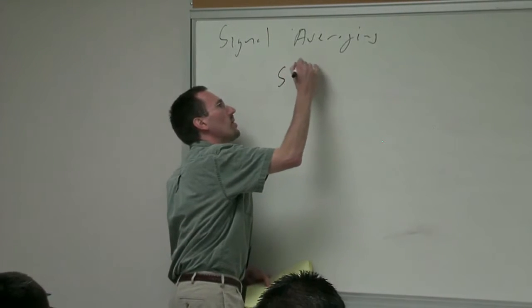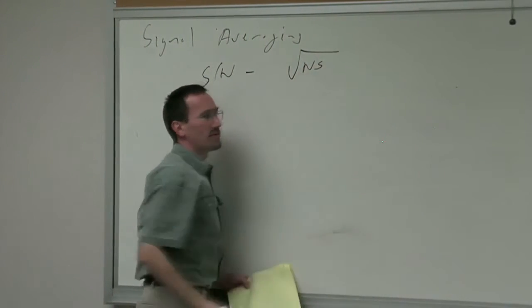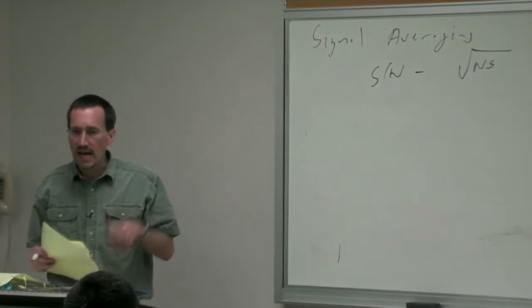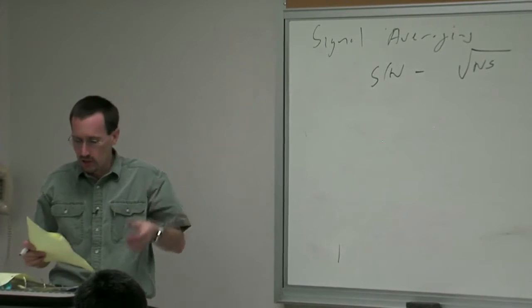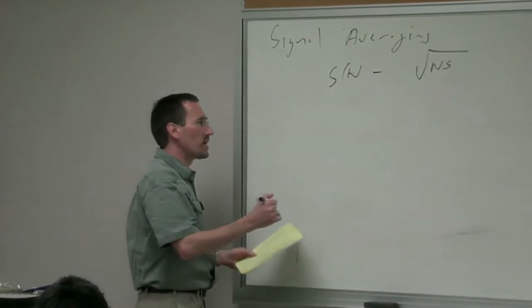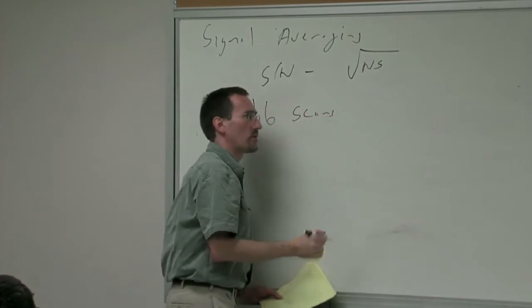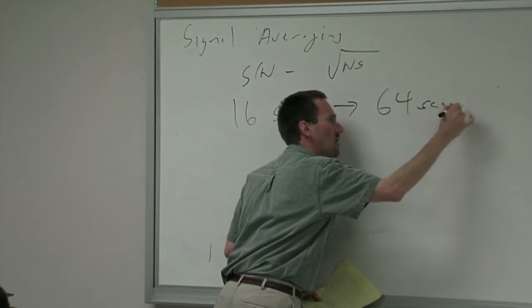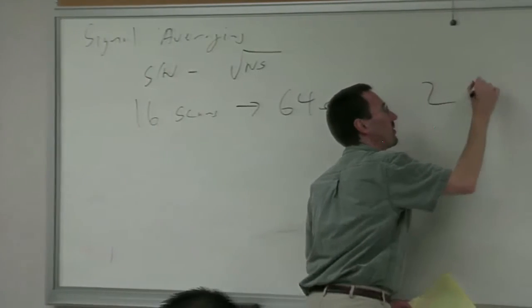The signal to noise varies as the square root of the number of scans. In other words, if I collect more data, I get more signal to noise, but the noise is going up as well. It's just going up randomly. So if I go from 16 scans, which is a very reasonable number, to 64 scans, I don't quadruple my signal to noise, I double the signal to noise.